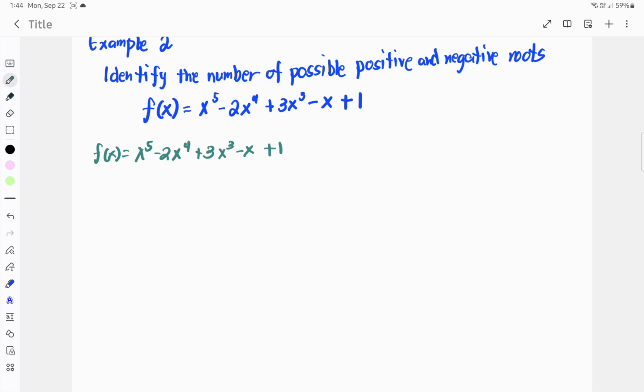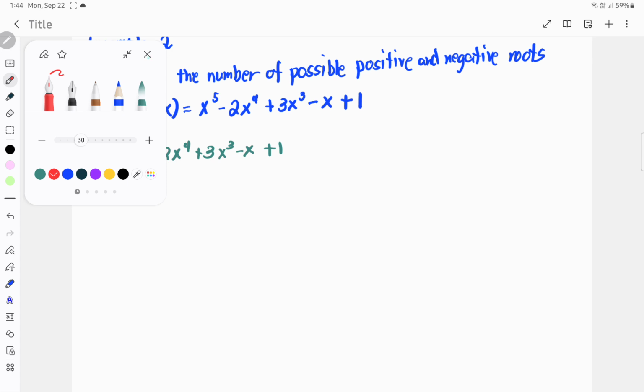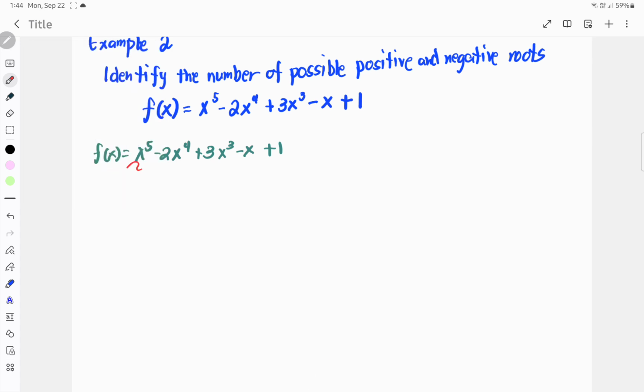So we can now count the number of variations. Counting the number of variations, this is plus minus 1, 2, 3, and then this is 4. So there are 4.